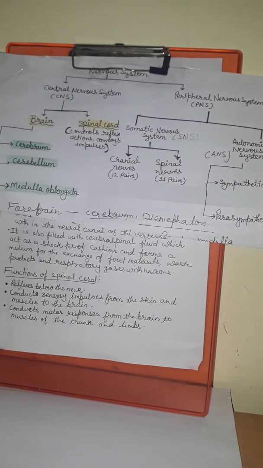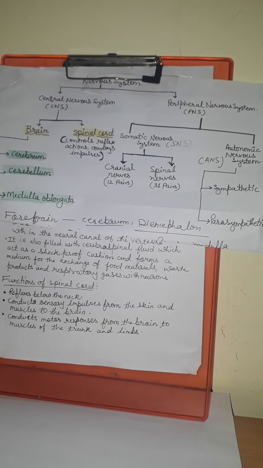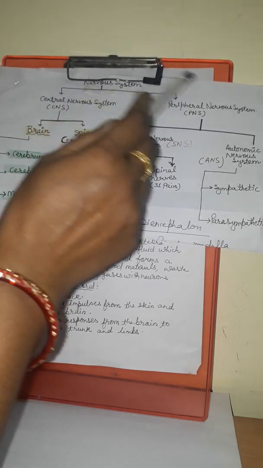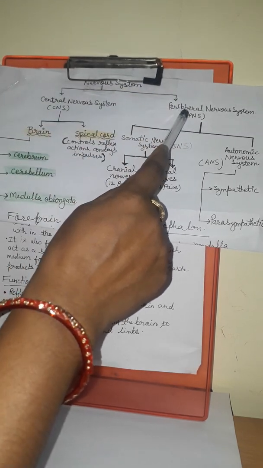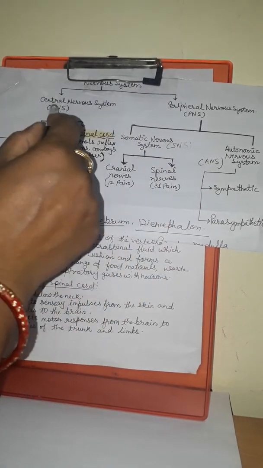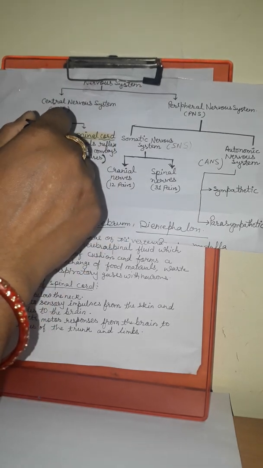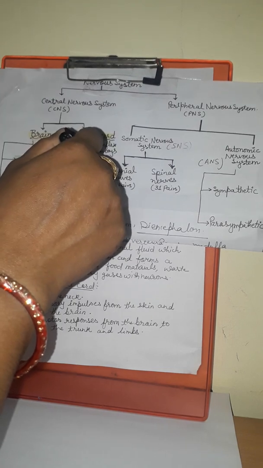Hello class 10. Today, in my previous video, we studied the parts of the nervous system, that is the central nervous system and the peripheral nervous system. Now the central nervous system contains the brain and the spinal cord. The brain has three parts, that is cerebrum, cerebellum and medulla oblongata.